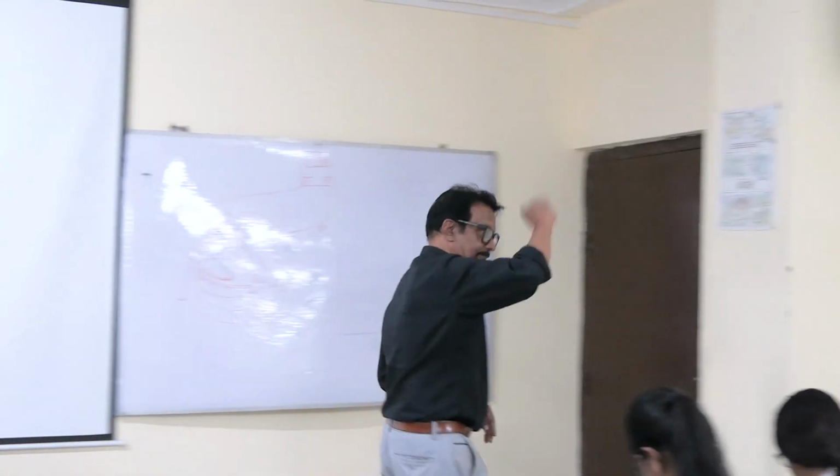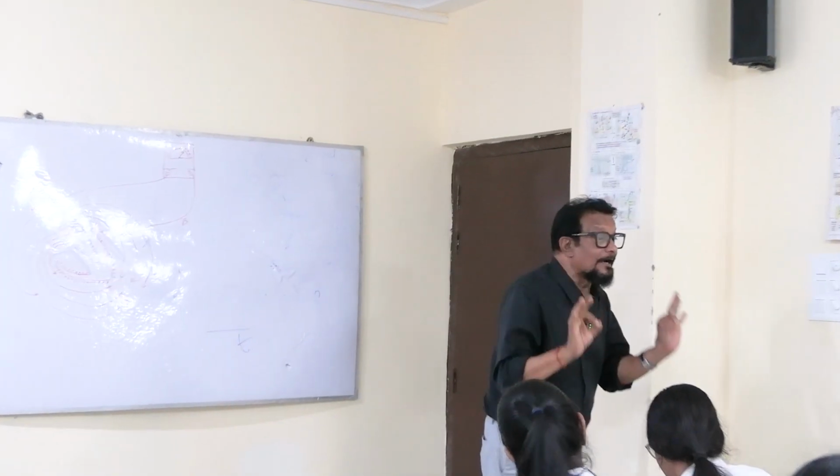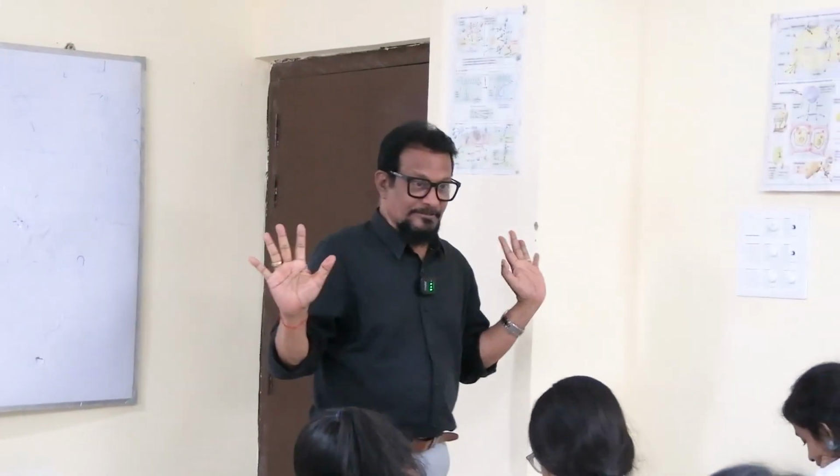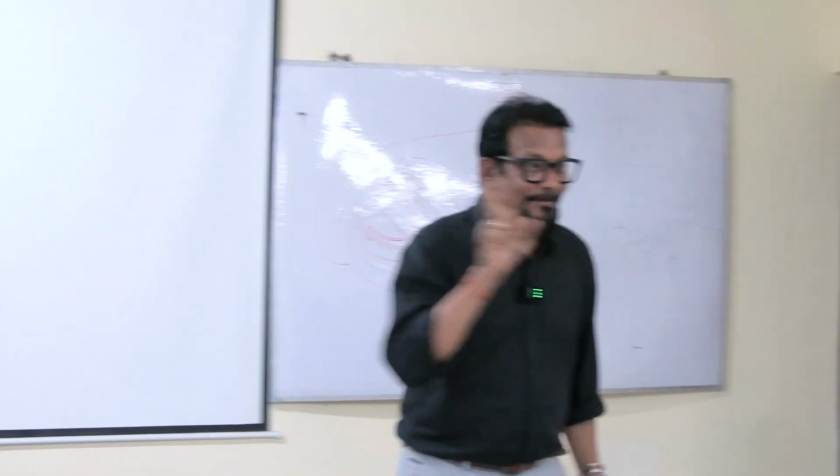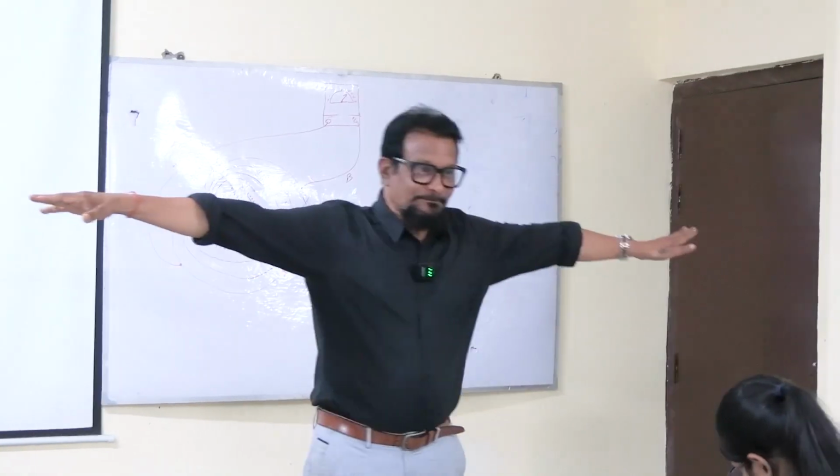Bipolar leads are of three types. How many? Three types, and these are called standard limb leads. That means this bipolar lead will be using the limbs. Which limbs? Left hand, right hand and left leg. So we have a three-lead system: lead 1, lead 2, lead 3. Now this is lead 1.